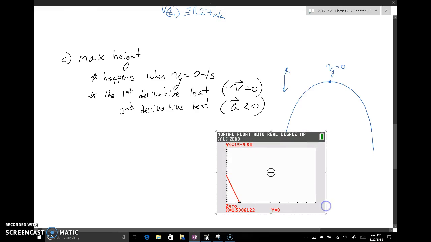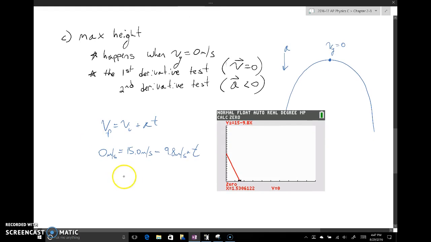We can also solve this really easily without the use of a calculator. We could have done our final velocity is equal to our initial velocity plus acceleration times time. And we wanted our final velocity to be equal to 0 meters per second. Our initial velocity was 15 meters per second, and negative 9.8 meters per second squared times time. So we could have solved this, and this would have come out to the same thing.